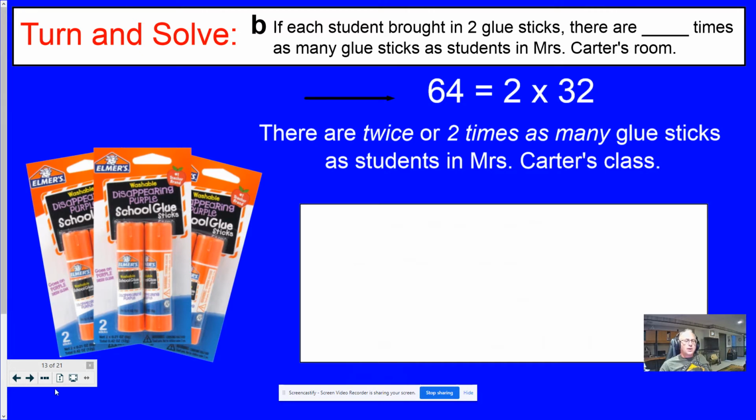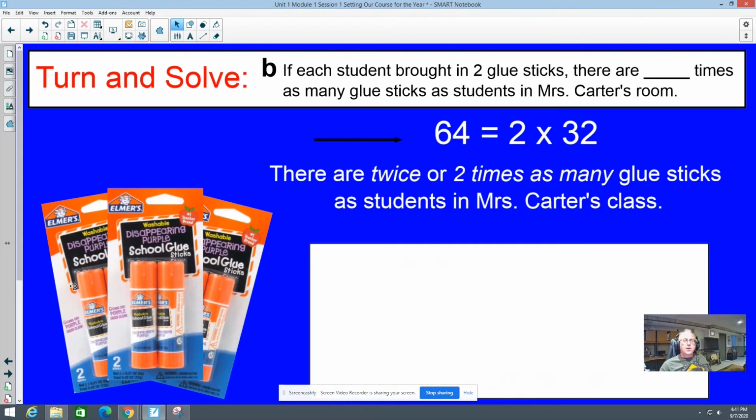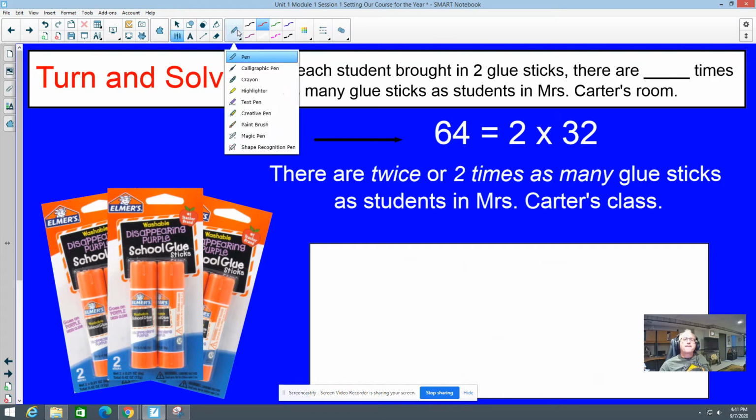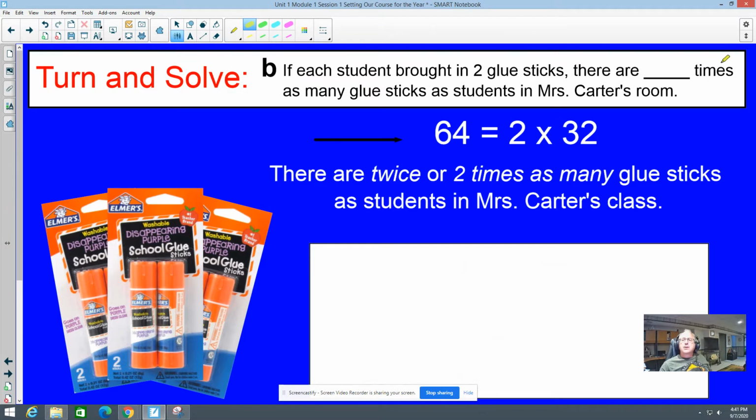And what I probably would have done again on this one, when I'm writing it out, I say, okay, this is a little tricky right here. Two glue sticks. There are blank times as many glue sticks. So you look at here. There are blank times as many glue sticks as students. So then I just asked myself right away, okay, how many glue sticks total did I have? Something times equals the glue sticks in here. So 64.